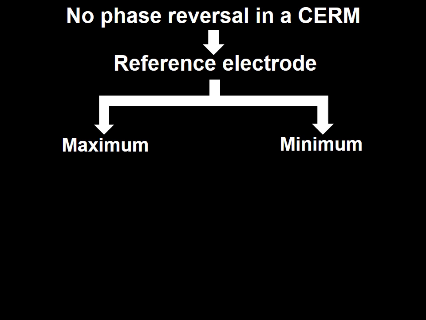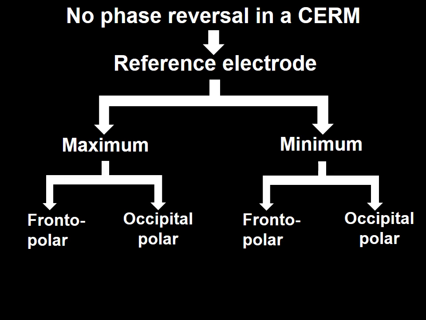So when encountering this pattern, that is, when encountering no phase reversal in a common electrode reference montage, the next question should be whether we are dealing with a reference being at the maximum or at the minimum. Also, judging by the absence of phase reversal and the smooth amplitude transitions between adjacent waves, we have to answer whether we are dealing with a polar field, either frontal or occipital, that is smoothly spreading in the opposite direction.